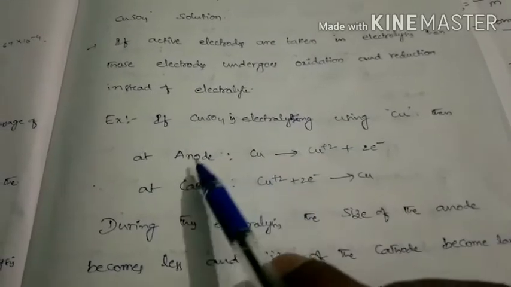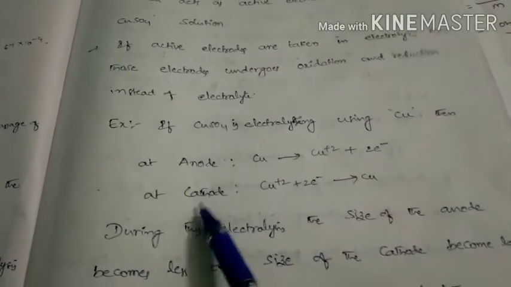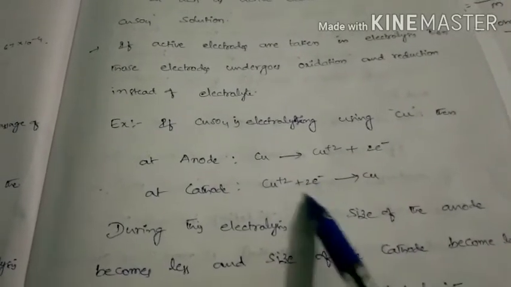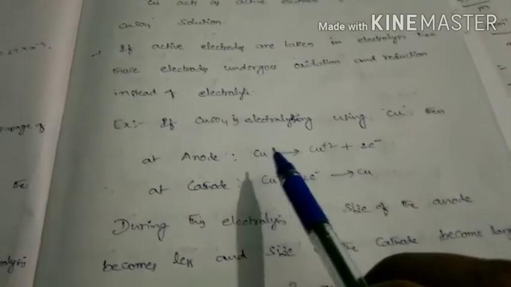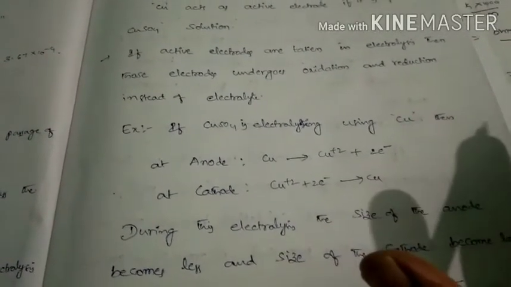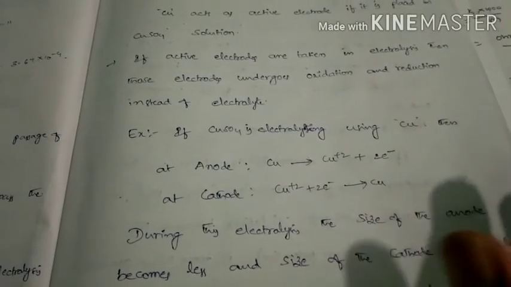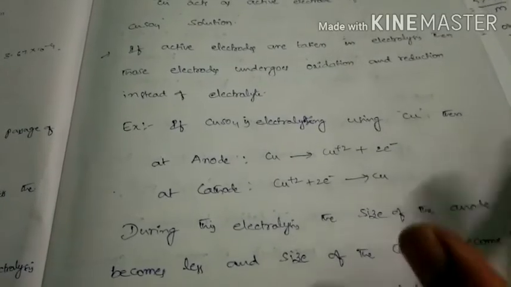I told you already, at the anode oxidation always takes place. Oxidation means loss of electrons. At the cathode reduction always takes place. Reduction means gaining of electrons. So if any electrode is dipped in its own solution, then that electrode undergoes oxidation and reduction. That means it is involved in the chemical reaction instead of the electrolyte.